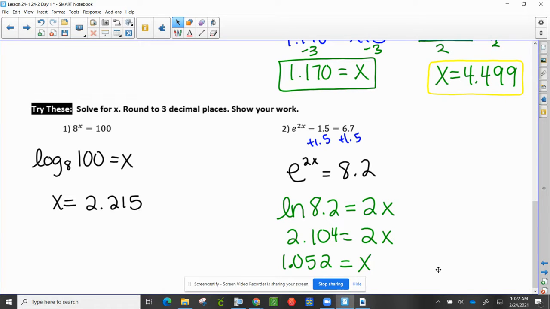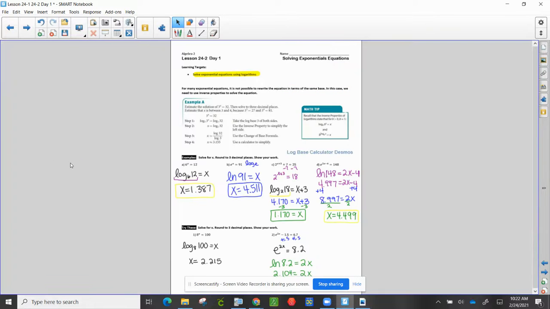Okay. So again, we have to use logs, the inverse function of an exponential, when we can't change them to the same base. Okay, like 6 and 12, okay, 2 and 18, 8 and 100, they did not have the same base. So instead we use inverse functions or the logarithms to solve for x.